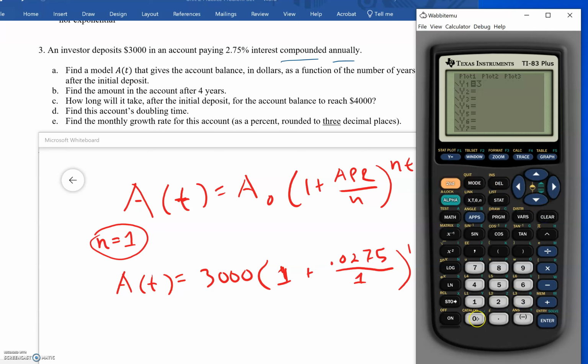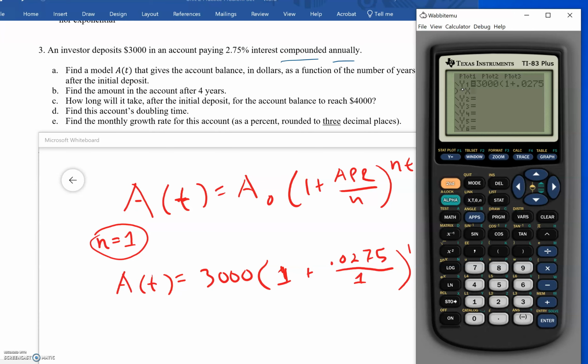So 3,000 times 1 plus 0.0275. And I'm not going to bother with the fraction of 1 right here, since I know that doesn't actually mathematically change anything, nor am I going to put the 1 in the variable, in the exponent in this case, since again it won't change anything. But there's my model.